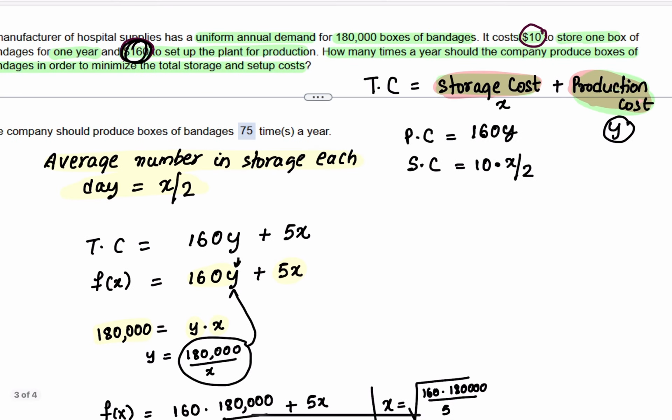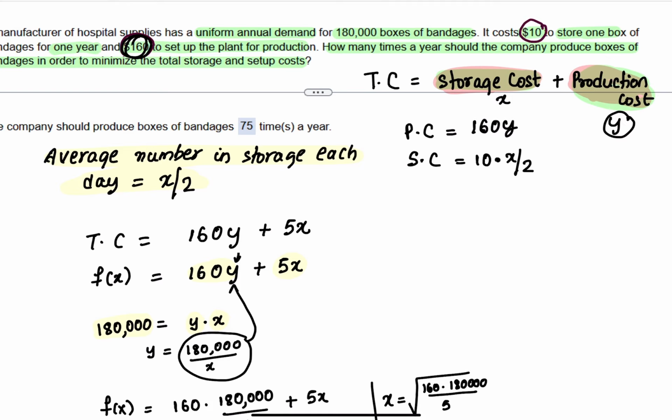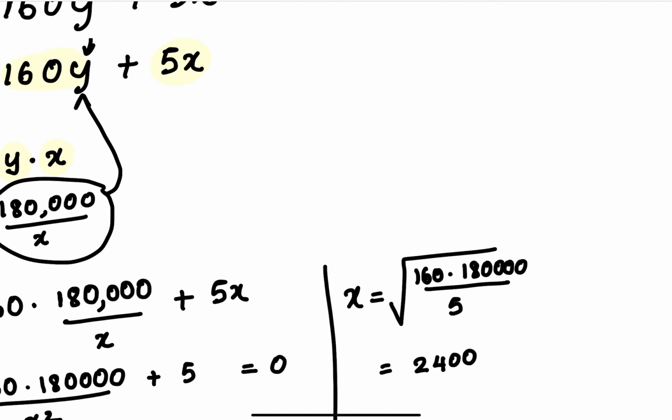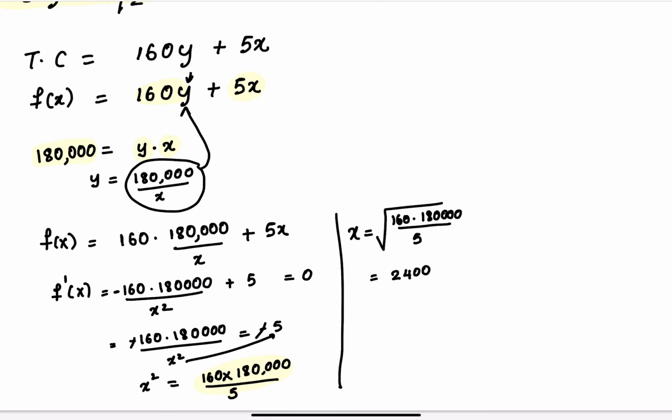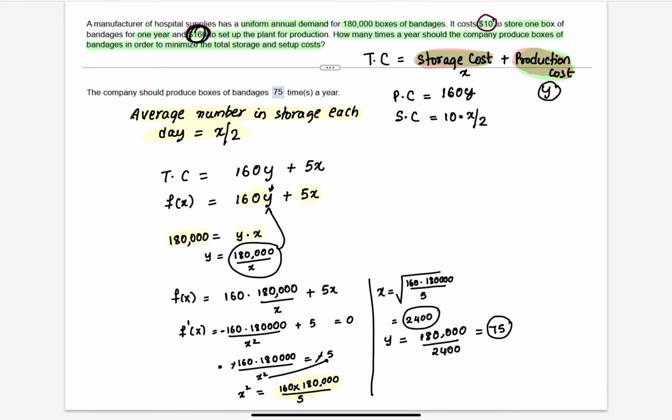Now, what did they ask me? They said, how many times a year should the company produce the boxes? That means, how many times should I run this production? In other words, they're asking me the value of y. Remember what y was? 180,000 divided by 2,400, which is 75. So I have to run my production 75 times and produce 2,400 boxes of bandages per run, so I can save on my storage cost and on my planned production run cost. All right, hope this helps.